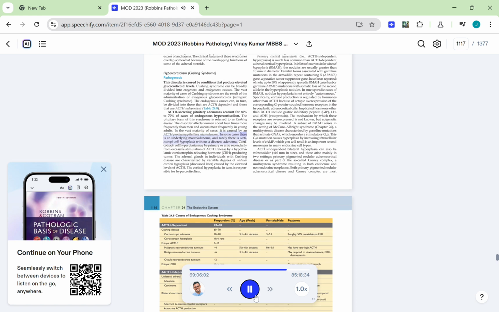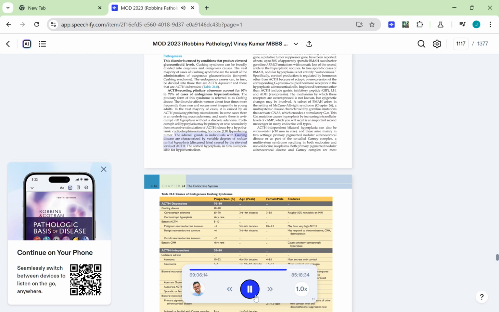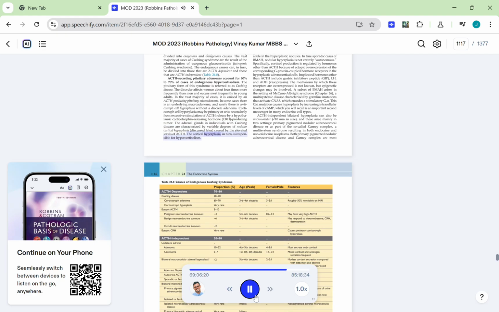In some cases, there is an underlying macroadenoma, and rarely there is corticotroph cell hyperplasia without a discrete adenoma. Corticotroph cell hyperplasia may be primary or arise secondarily from excessive stimulation of ACTH release by a hypothalamic corticotropin-releasing hormone-producing tumor. The adrenal glands in individuals with Cushing disease are characterized by variable degrees of nodular cortical hyperplasia caused by the elevated levels of ACTH. The cortical hyperplasia, in turn, is responsible for hypercortisolism.